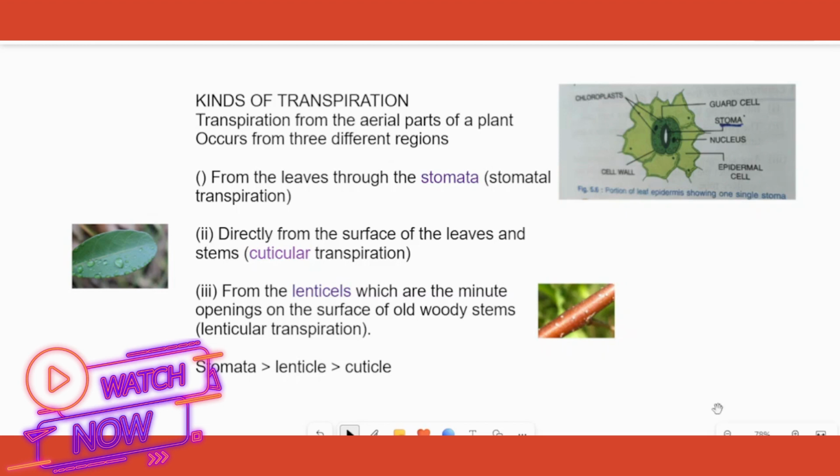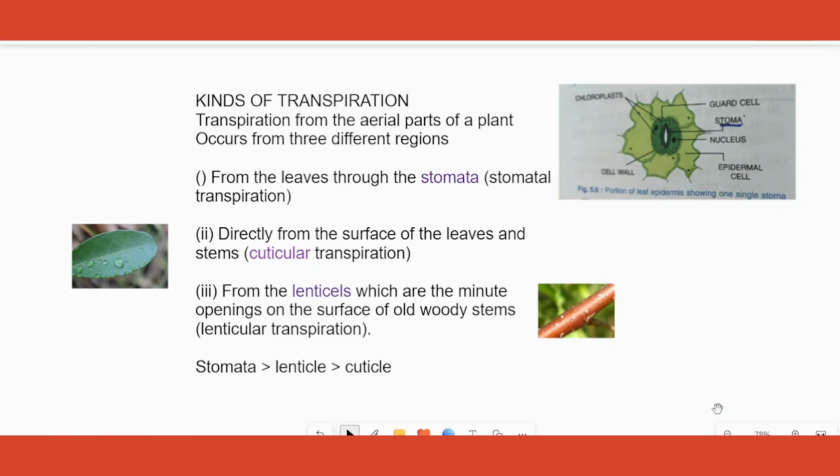Today we are going to look at kinds of transpiration as well as the mechanism of stomatal transpiration. So let's go. What is transpiration? Loss of water from the aerial parts of the plants. It could be through stomata, it could be cuticle, it could be lenticel. We look at what that is in the form of water vapor.